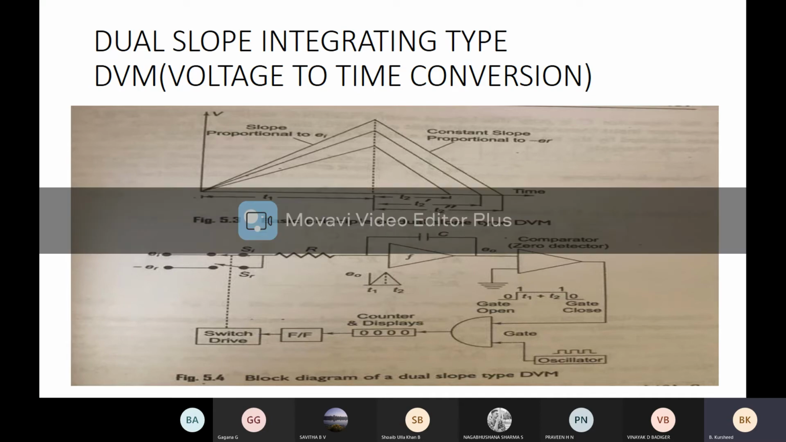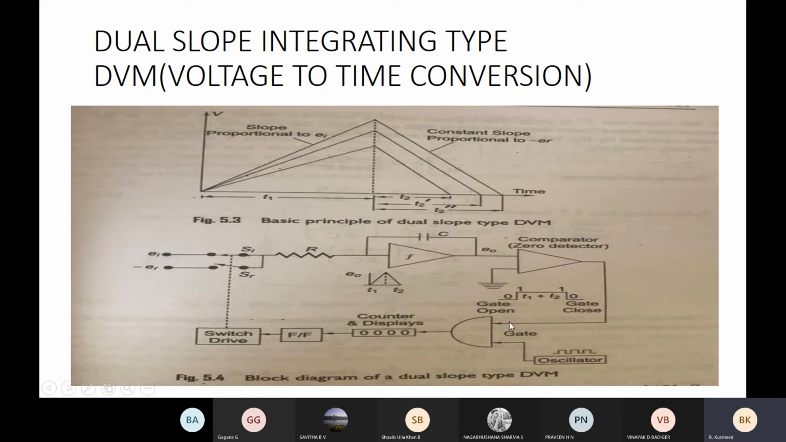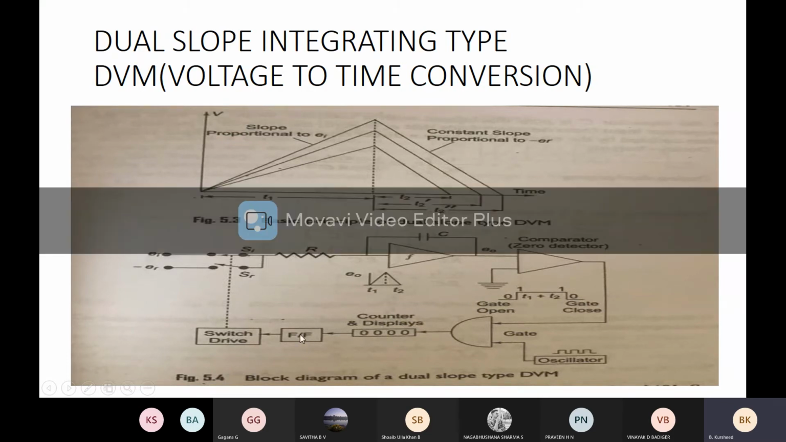If the capacitor starts to discharge, what happens? As the charge goes on decreasing, this will become 0, and these two will be 0. When both are 0, you will get 0 output. If there is 0 output, the counter will not count. If no pulses are counted, this one will be 0. If this one is 0, this one triggers, then the switch will move to this one. In this manner, the complete analog signal is converted into digital form.